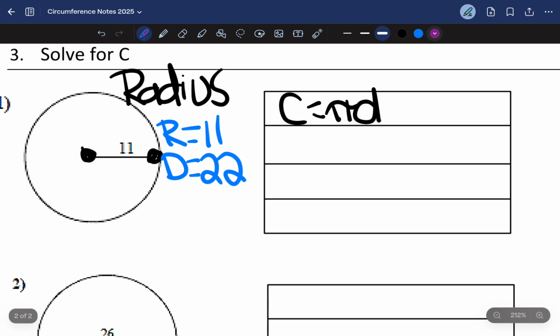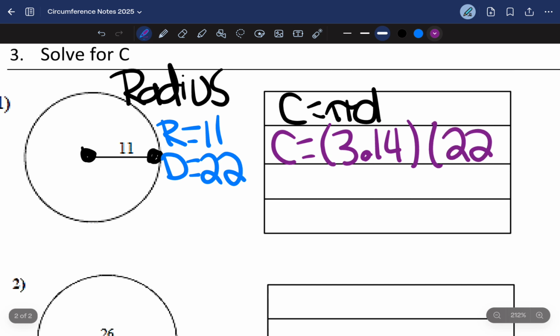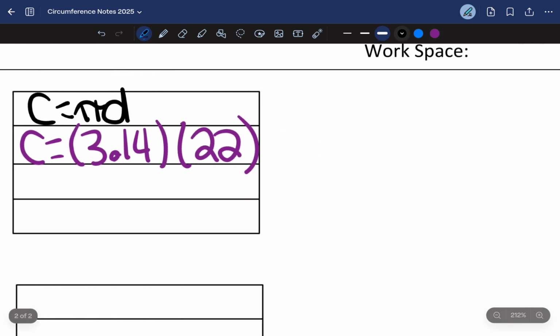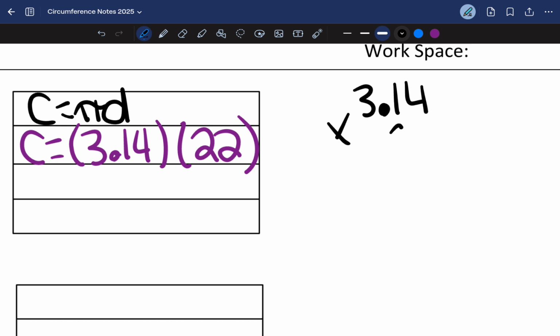So I'm going to substitute in what I know. I know that I'm still solving for circumference. I know that pi is approximately 3.14. And I know that the diameter is going to be 22. So, oops, let me close those parentheses. So remember, you're going to multiply. You put the number with more digits on top. So what I mean by that is, with this workspace, you would put 3.14 times 22. Remember, you line up by the digits, not by the decimals when you do this.